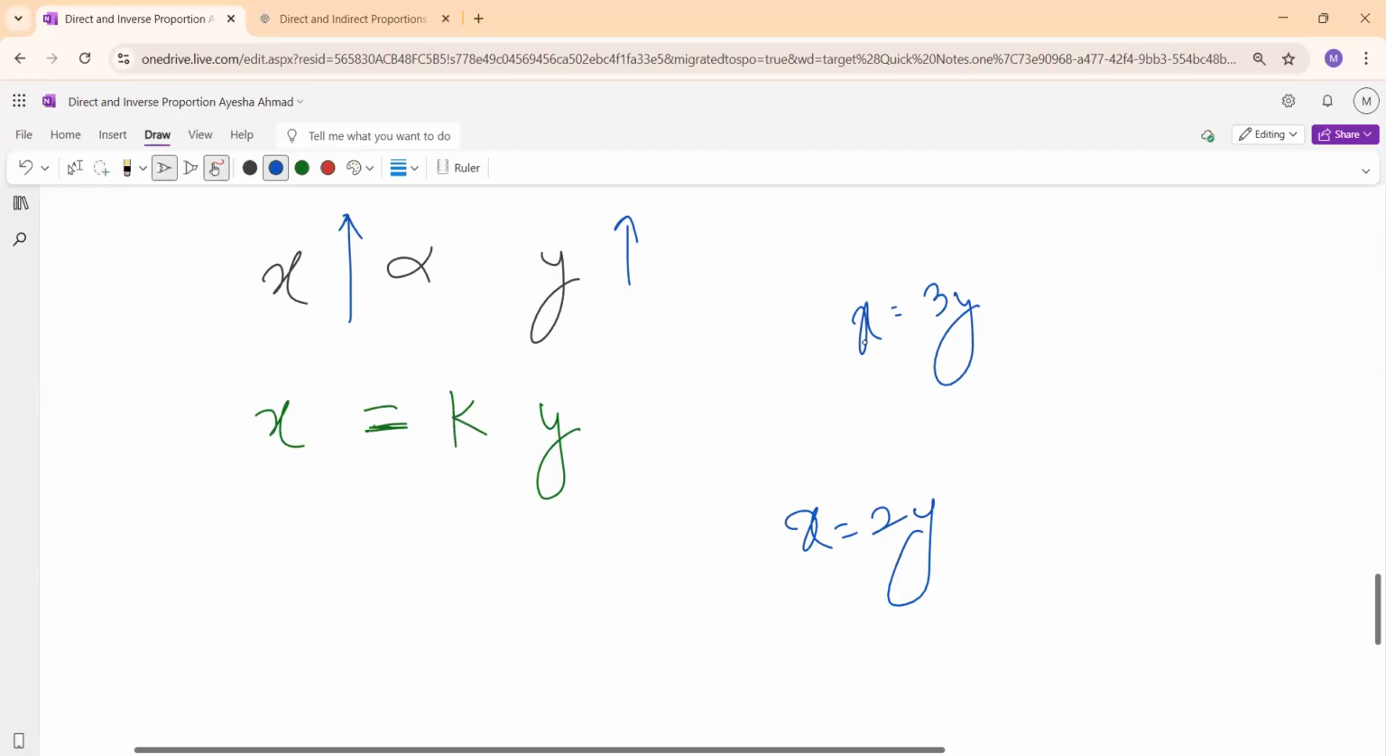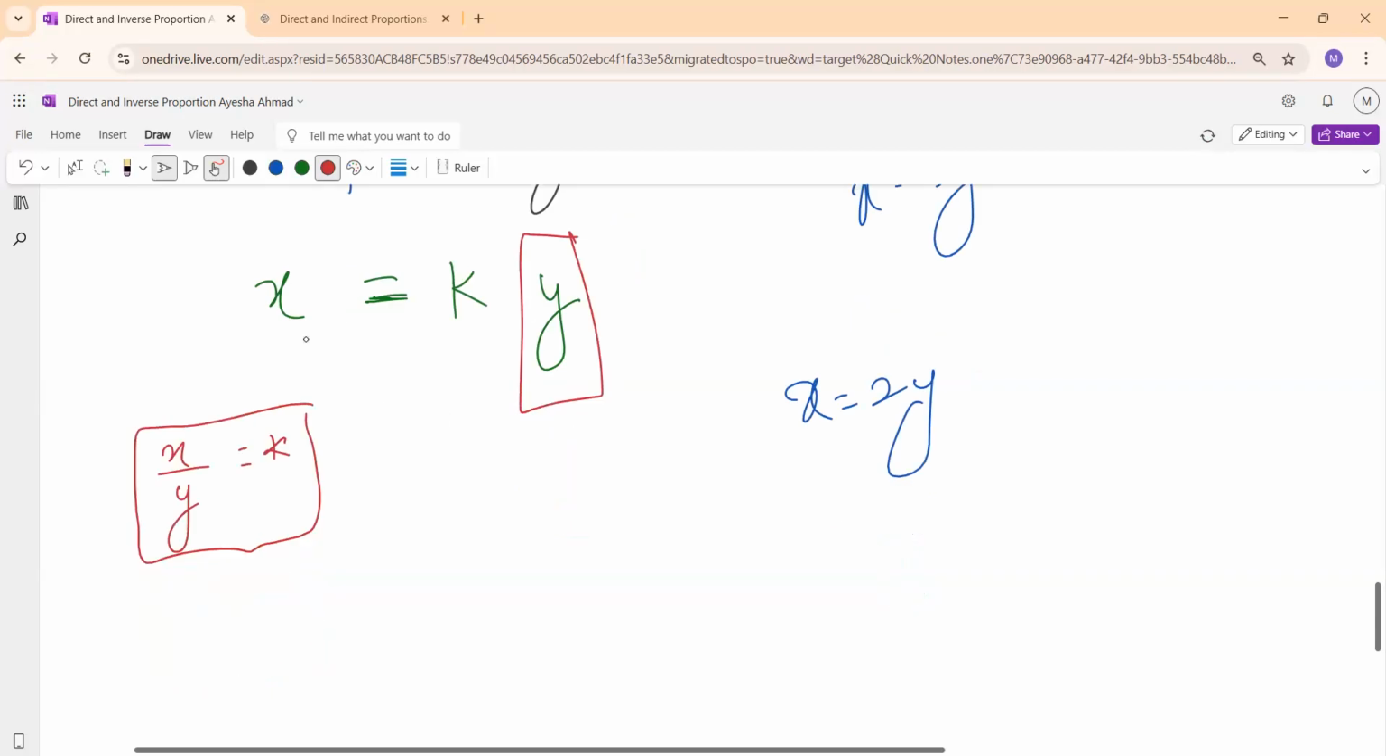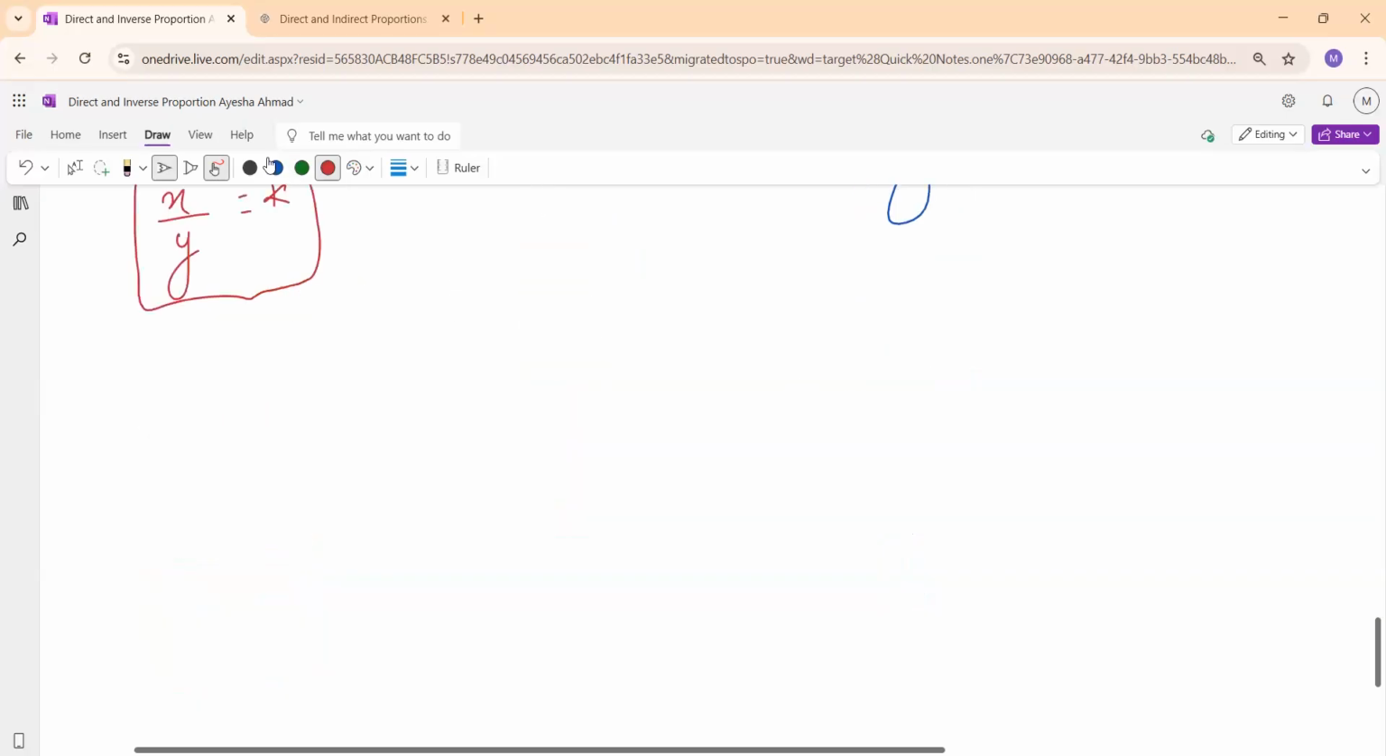See, the reason is that if I take this y down, this would mean that x by y is a constant. Okay, now this is the most important thing. X by y is a constant, but this means that the ratio of x by y would remain equal throughout the question. Now, I will tell you a practical example.